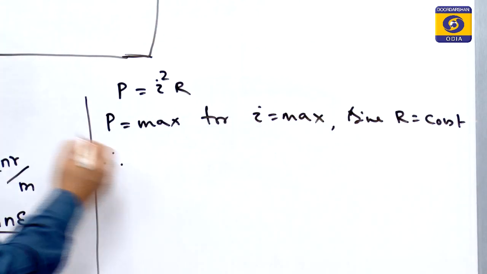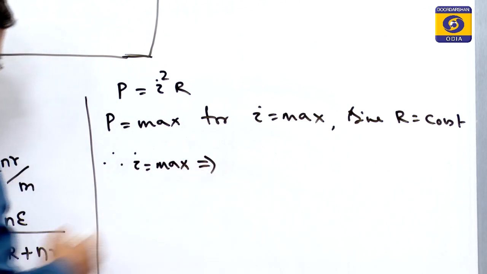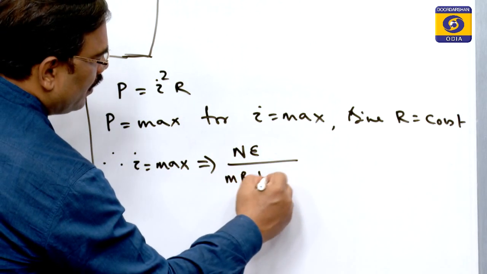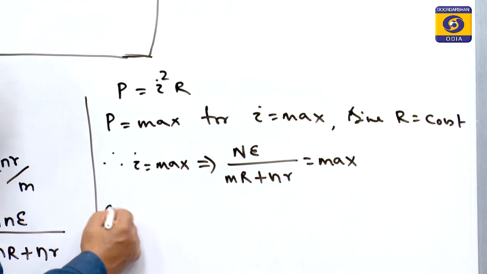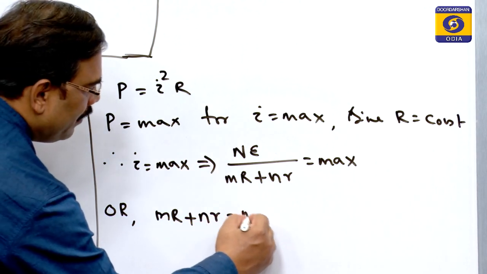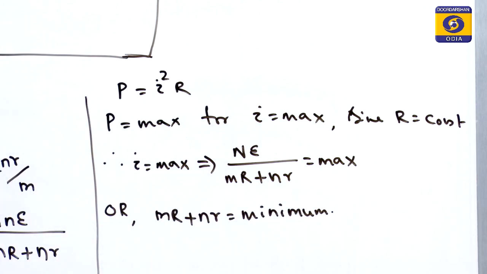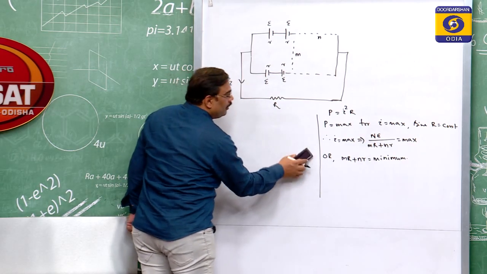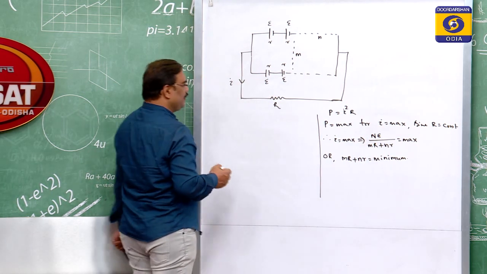So, therefore, I is maximum, which implies nE divided by mR plus nr is maximum, or mR plus nr is minimum. So, to calculate the relation between capital R and small r for which mR plus nr is minimum, let us follow the following method.